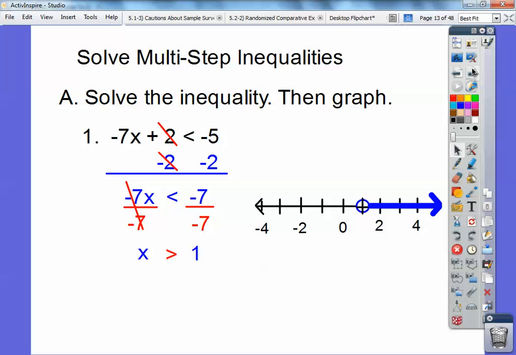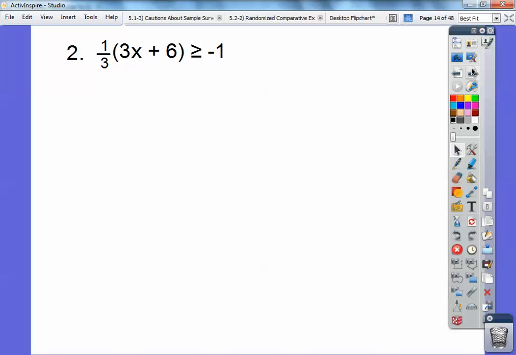Okay? Alright, so here's number 2. One third quantity 3x plus 6 greater than or equal to negative 1. There's two ways to do this, and you'll find when you get into math, there's all kinds of ways to do it. The higher you get in math, the more ways you can do it. And here's one way I'm going to show you. So if you multiply both sides by 3, it gets rid of that fraction because some of you guys are so fraction phobic, so let's get rid of it.